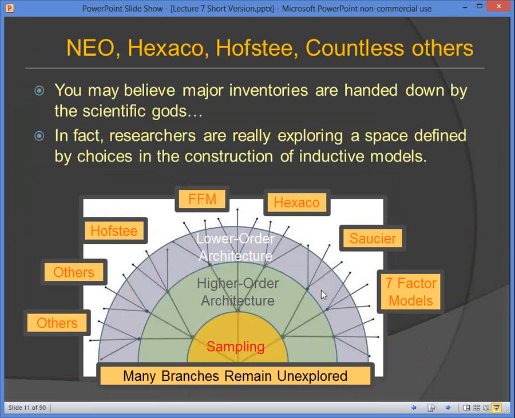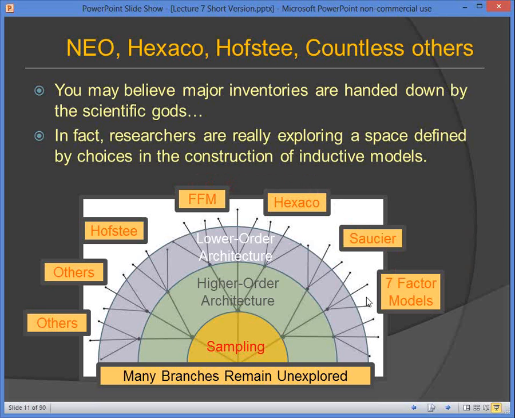And when you think about inductive models being built in terms of these 3 or 4 stages, and you realize that certain fundamental questions are being answered at each stage, what you realize is that the Neo-PI and the HEXACO and Hofstede and countless other models that are trying to be comprehensive models of personality really define this kind of tree-like space. So you have the sampling decisions being made down here, then higher order architecture decisions being made here, then some lower order decisions about what items you're choosing into your scales here, and then the leaves of the tree, or the endpoints of the branches, here. These are the various models.